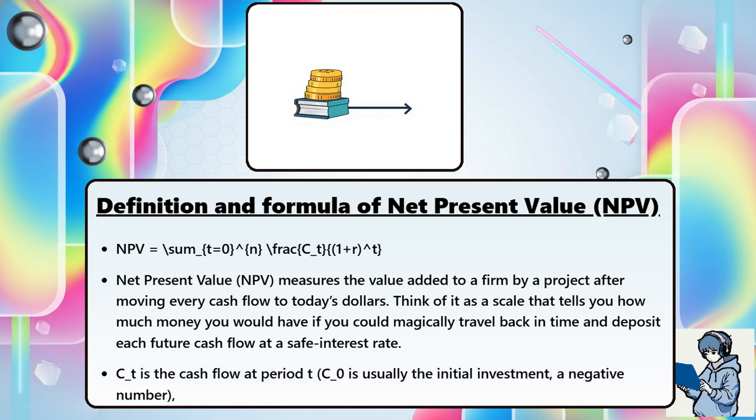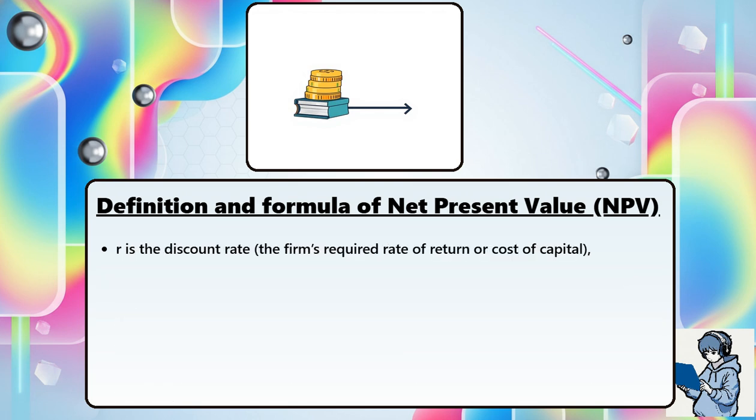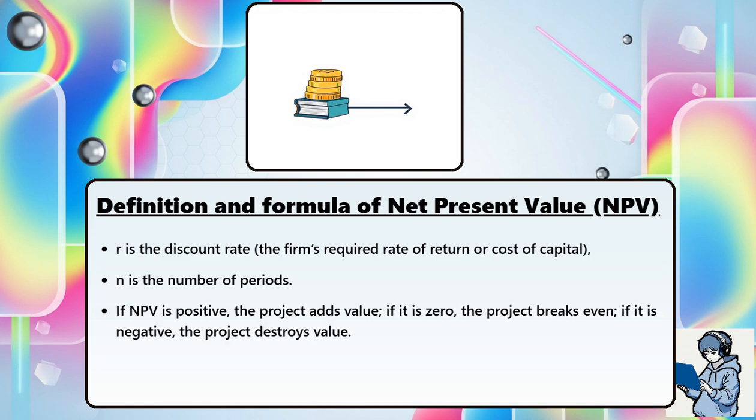C sub t is the cash flow at period t. C0 is usually the initial investment, a negative number. r is the discount rate, the firm's required rate of return or cost of capital. n is the number of periods. If NPV is positive, the project adds value. If it is 0, the project breaks even. If it is negative, the project destroys value.